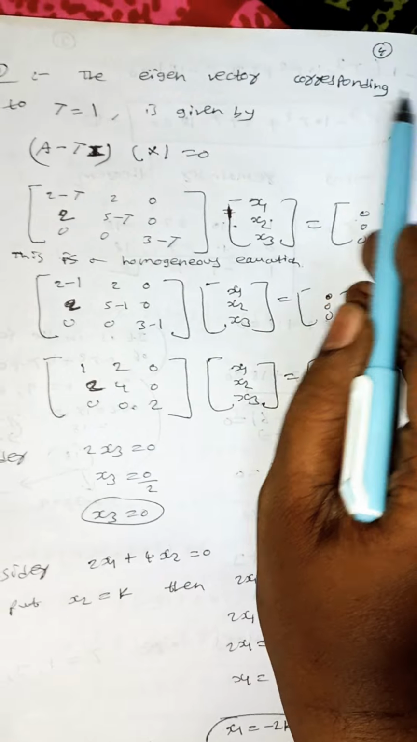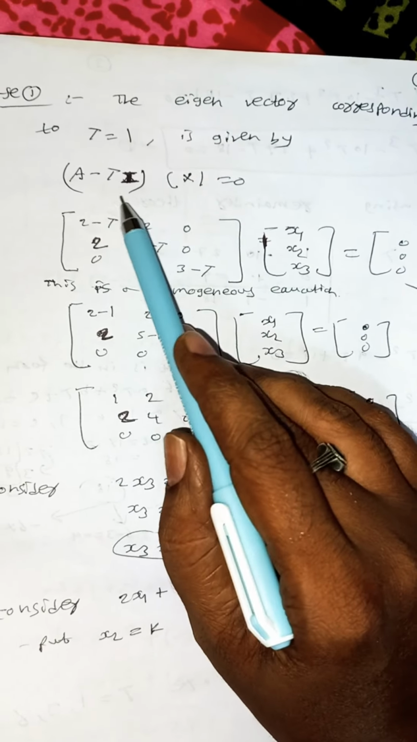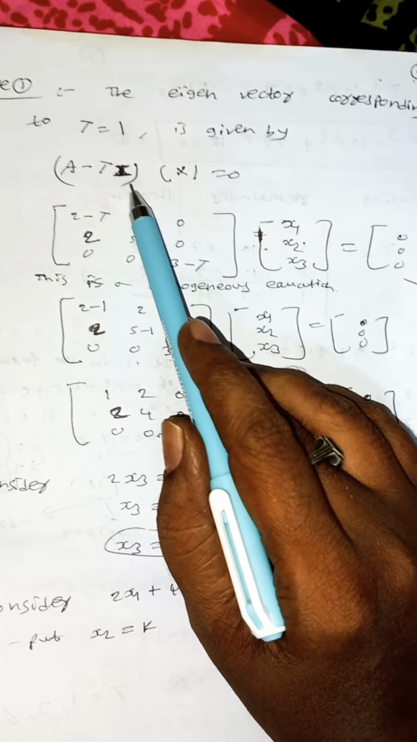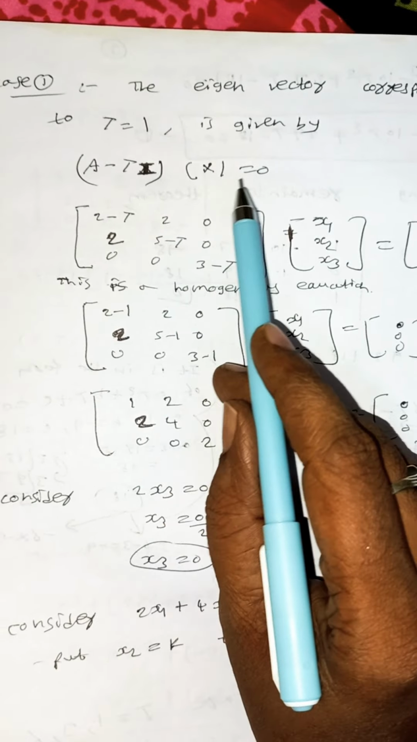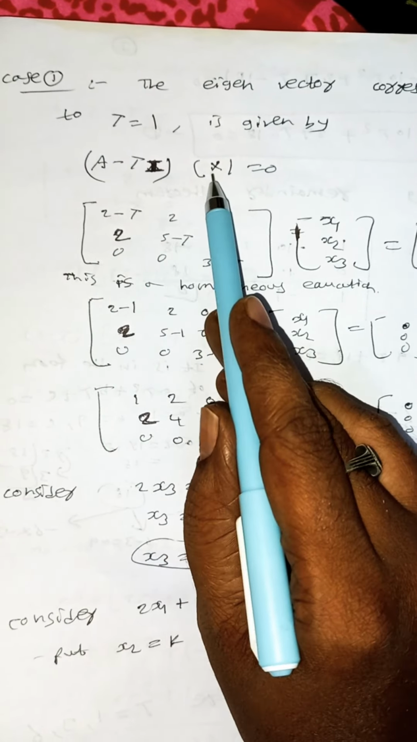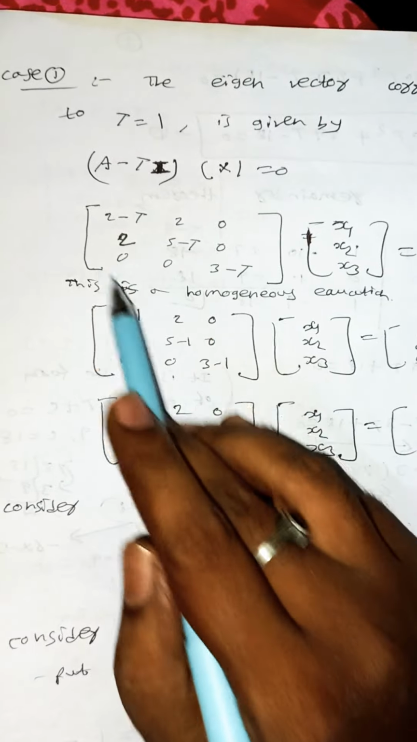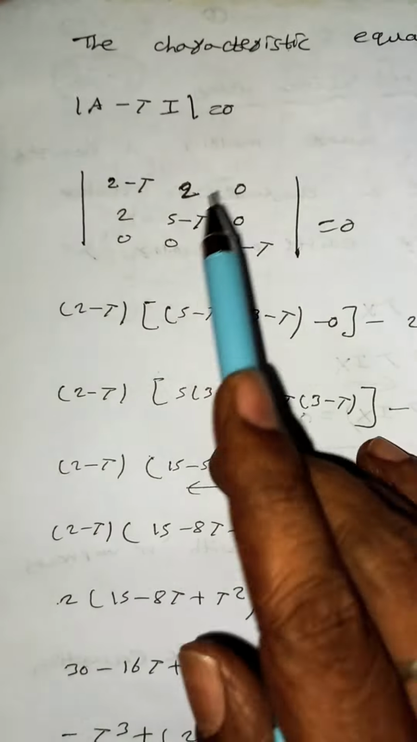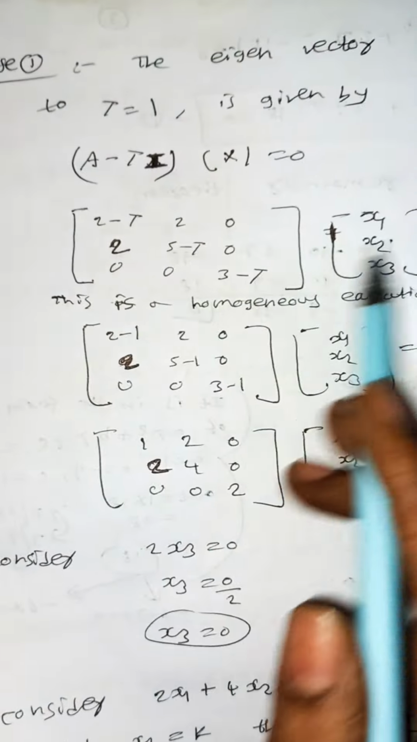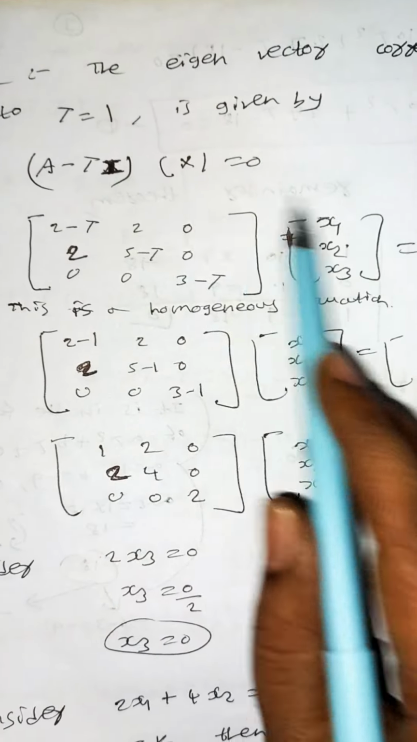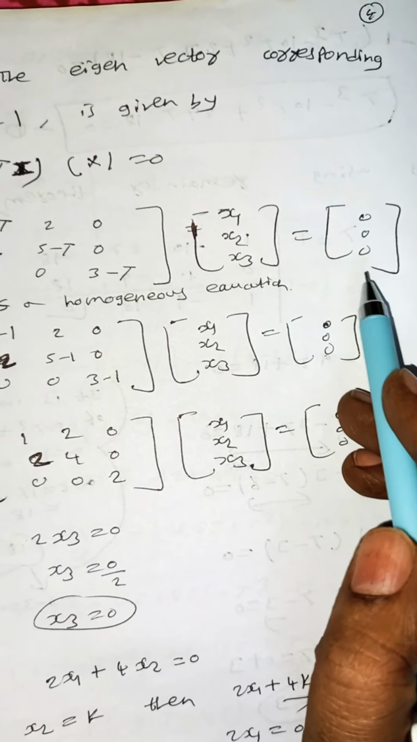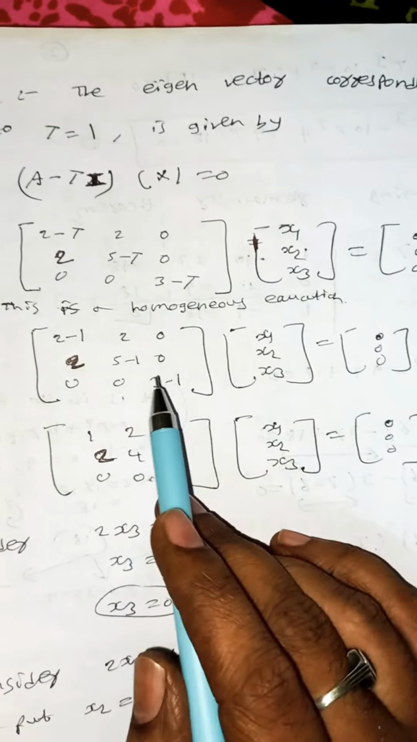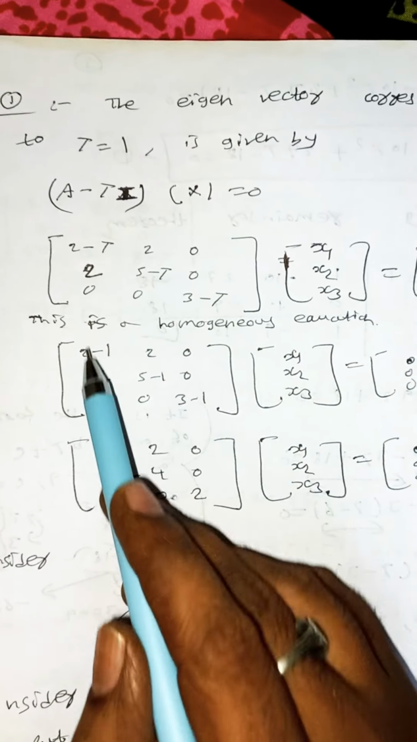Case 1. The eigenvectors corresponding to lambda is equal to 1 are given by the formula (A minus lambda I) into x is equal to 0. So in place of this, already I have written here only this equation. Your determinant is there. Here I have written the 3 by 3 matrix. Here x means x1, x2, x3 I am taking. Here 0, 0, 0. This is a homogeneous equation. So in place of lambda substitute 1.